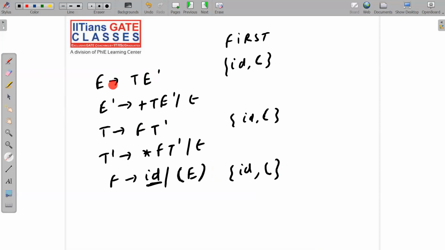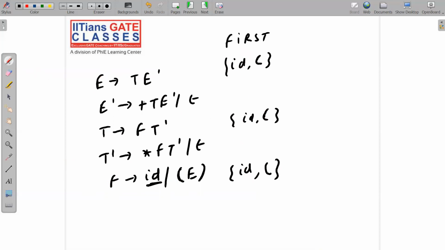We need to find first of E. Then first of E was first of T, so I forgot about first of E. I will try to find first of T. Now first of T is first of F, so I will forget about first of T and concentrate on finding first of F. First of F I found out, so I will copy paste that in here. First of T is first of F, so I will copy paste it here. Now first of E is first of T, so I will copy paste it here also.